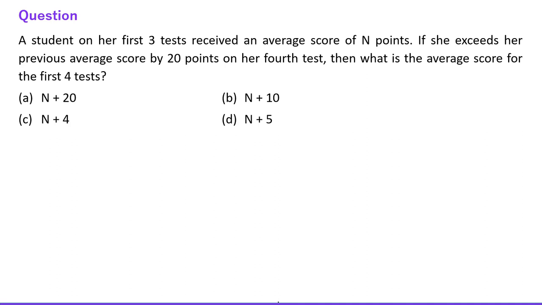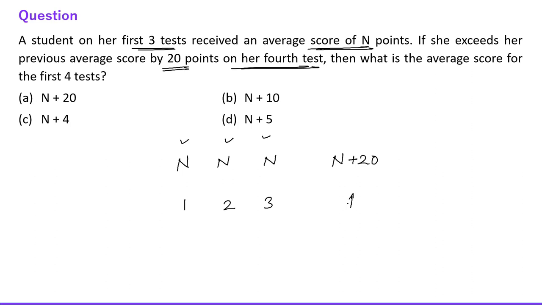Next question says, a student on her first three tests received an average score of n points. Okay, so for first three tests, her score was n, n, and n, right? This is the best case. If she exceeds her previous average score by 20 points on her fourth test. Okay, fine. So, on her fourth test, she got n plus 20. Why? Because for the first three tests, her average was n. So, we just have considered the best case scenario. In the first three tests, she got n and n marks, right? First test, second test, third test, and fourth test, right?